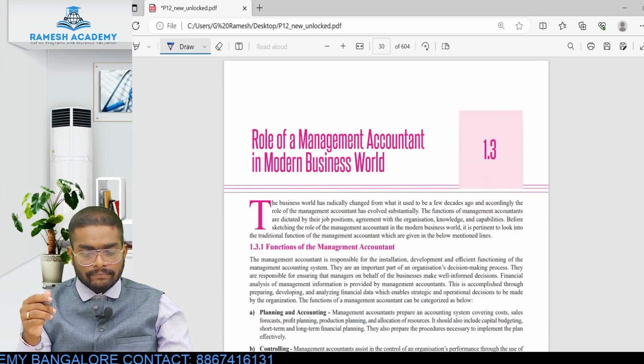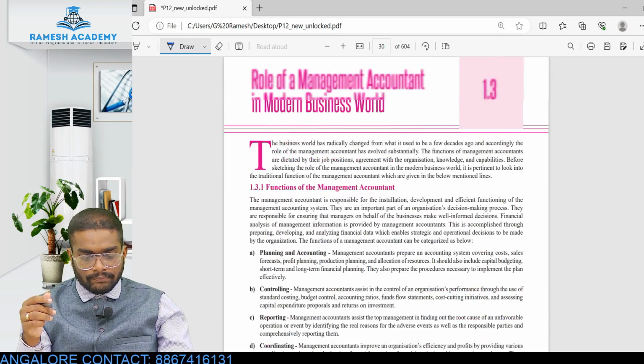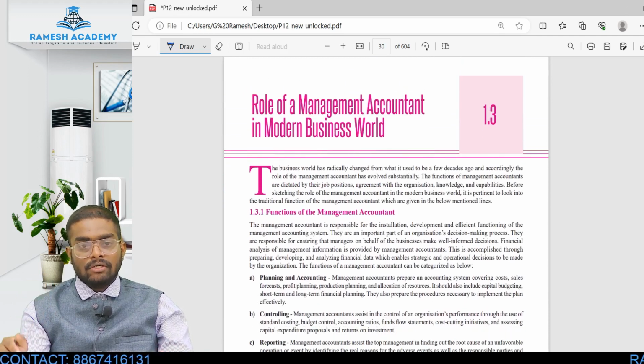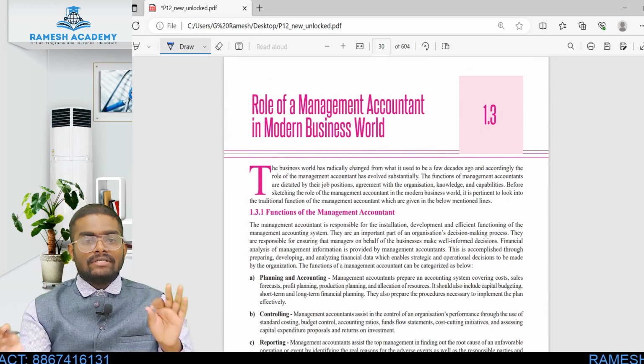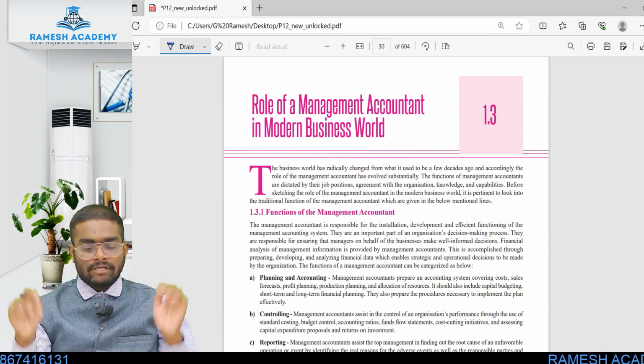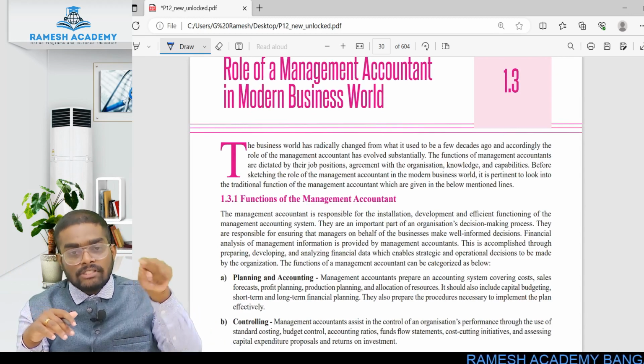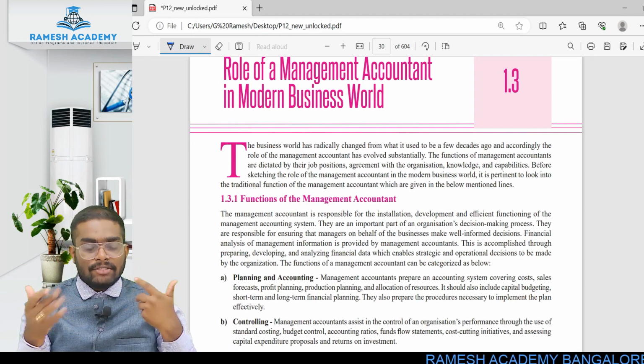Next we have the role of management accountant in the modern business world. So what is our role in this modern business world? What does the business expect us to do in this modern business world, being a management accountant?